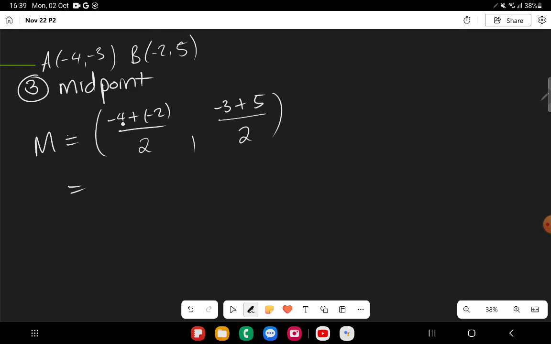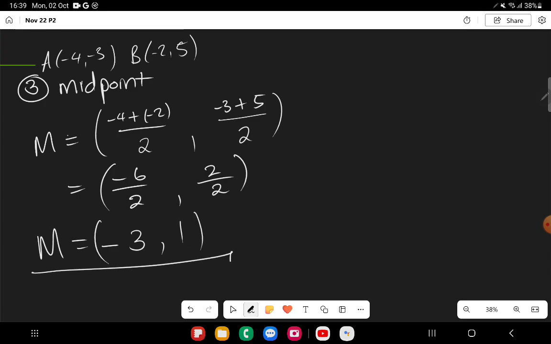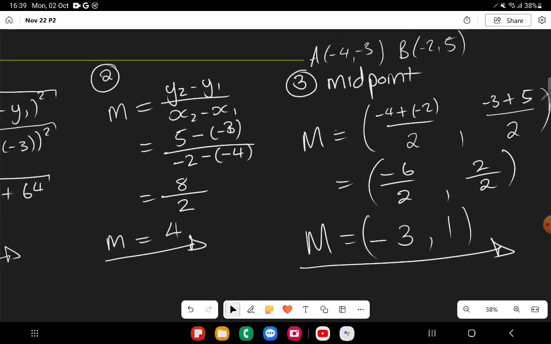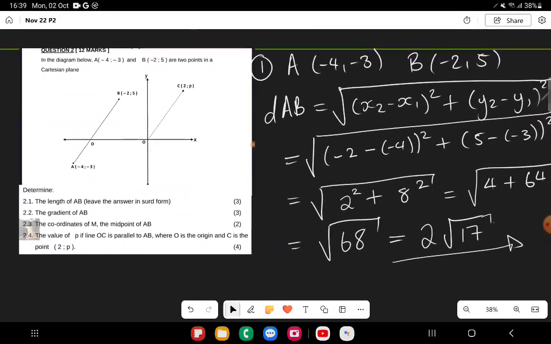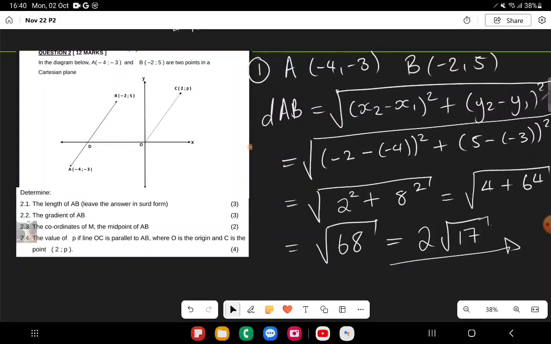Therefore, we have -4 minus 2 is -6 over 2. And we have 5 minus 3 is 2 over 2. So that gives me -3 and 1. The midpoint's coordinates is -3, 1. That's the midpoint formula. Okay, last question on this one says, what's the value of P if OC is parallel to AB, where O is the origin and C is the point?